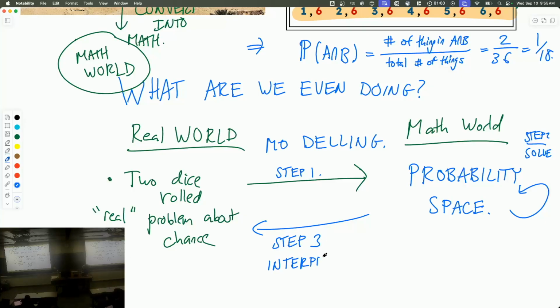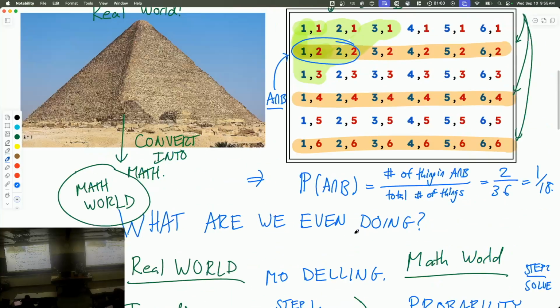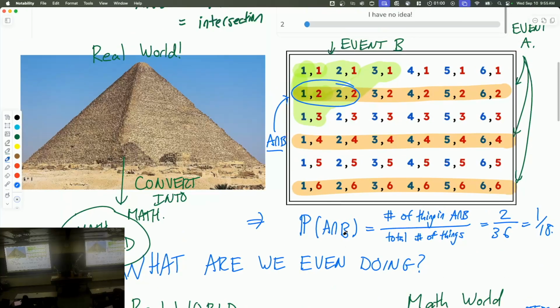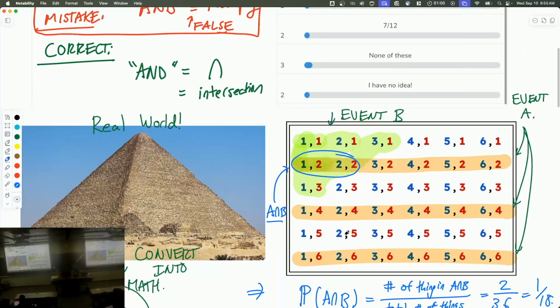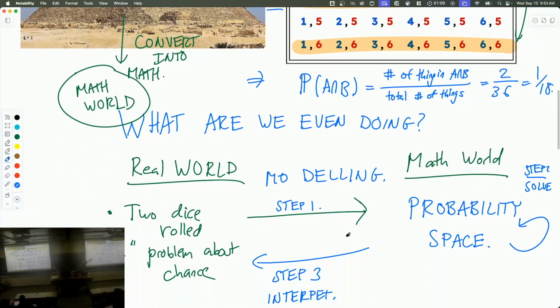And in this case, we would say, look, I calculated that the probability is 1 over 18. So that means the chances of rolling the two dice and having both event A and event B happen in our practice problem, it should happen about 1 out of every 18 times. So the interpretation in the real world is also part of the process.